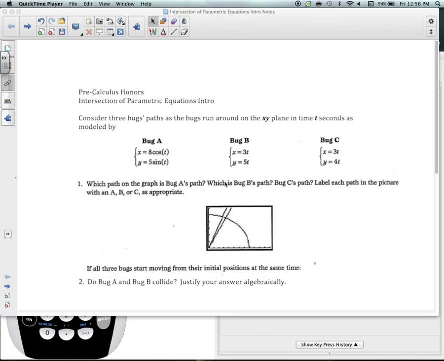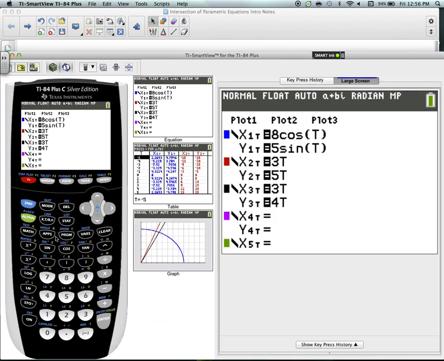So in your calculator, you're going to want to put in the three different bugs, bug A, bug B, and bug C. I already have that typed in. If you want to pause the video for a second, just type that in your calculator. Please do that.